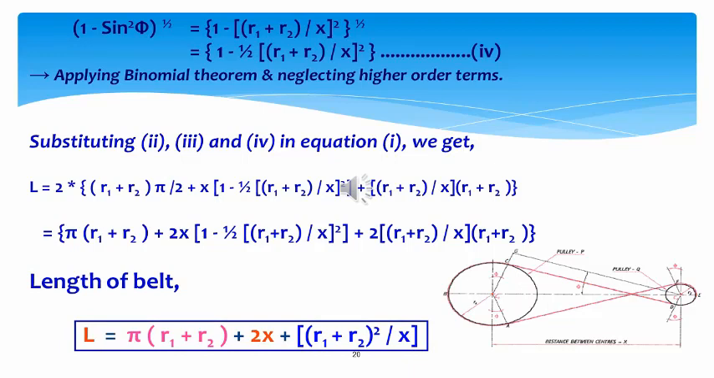Now (1 minus sin square phi) whole to the power half can be reduced using the binomial theorem and neglecting the higher order terms to 1 minus half (R1 plus R2 by X) whole power 2.